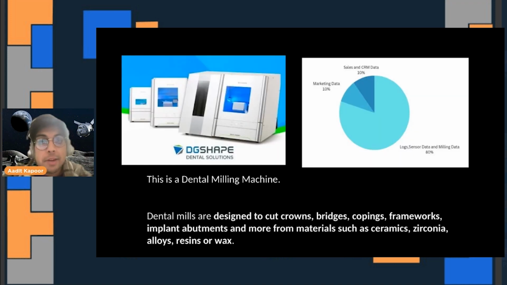So this is the dental milling machine. I don't know how many of you have been to a dental lab before. Whenever you get braces, these machines print out your teeth structure, and DD Shape builds those machines. These machines have a lot of maintenance to do, and they are supplied to dental labs. On the right side, you could see a distribution of the data that they collect. These machines are data heavy, with lots of data flowing into them every day whenever the machine is being used.